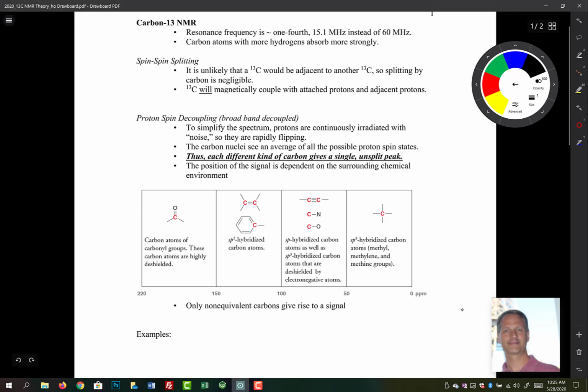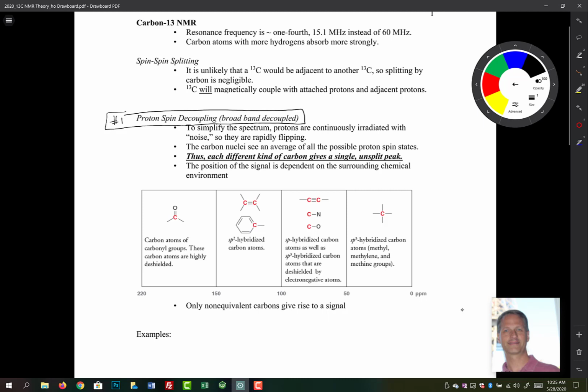Now there's two types of carbon-13 NMR that we're going to be looking at here. So let's just make a note here, and this is our first type. It is known as proton spin decoupling, or also sometimes called broadband decoupled. So to simplify the spectrum from having lots of spin-spin interactions, protons are continuously irradiated with kind of this noise so that they're rapidly flipping. What happens is the carbon nuclei see an average of all these possible proton spin states. So what this results in is each different kind of carbon that we have in the molecule will give a single unsplit peak.